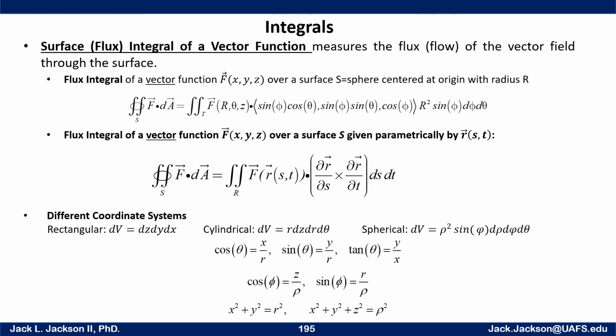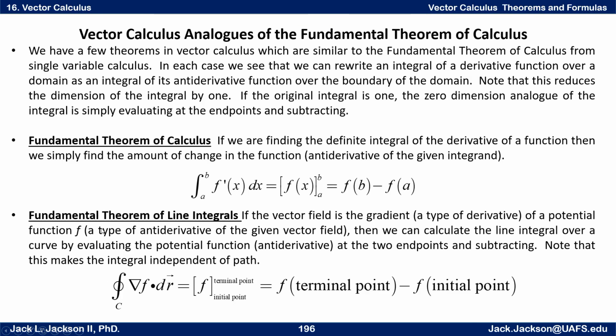And so solving these around, you can substitute and change things out for changing variables. But this dV, dz dy dx, is also r dz dr d theta, or rho squared sine of phi d rho d phi d theta. So you have to be sure you take care of the dV as well when you're changing coordinate systems.